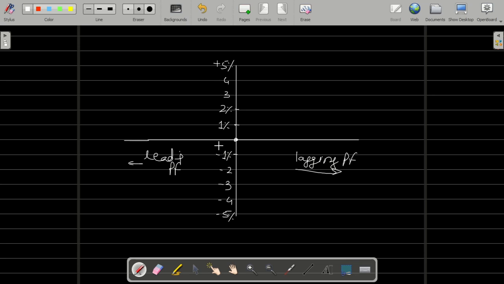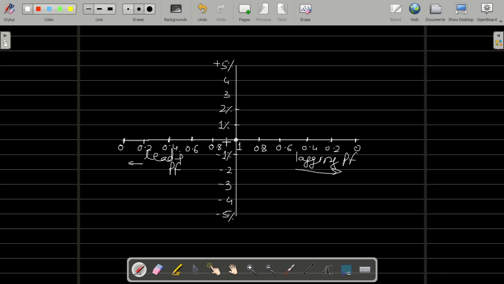I am assuming this is unity power factor. Then it is 0.8 lagging, 0.6 lagging, 0.4 lagging, 0.2 lagging and 0 lagging, which is a purely inductive load. Similarly, 0.8 leading, 0.6 leading, 0.4 leading, 0.2 leading and this is 0 leading, which means a purely capacitive load, right? So if you draw it, it is like that, something like this will come.